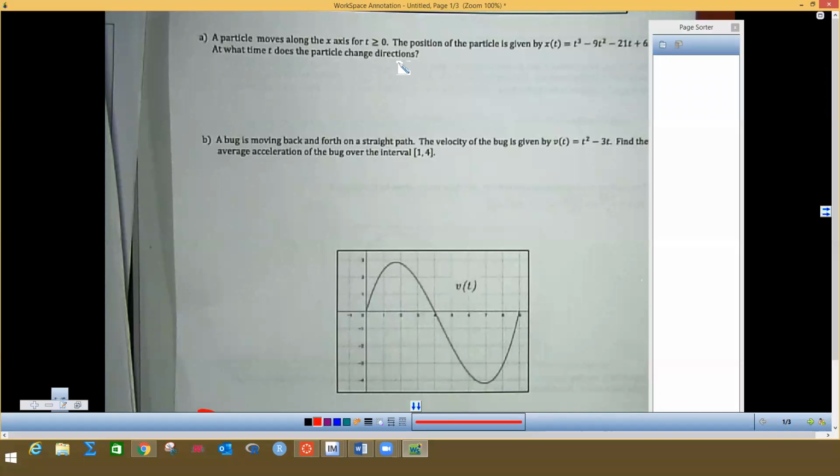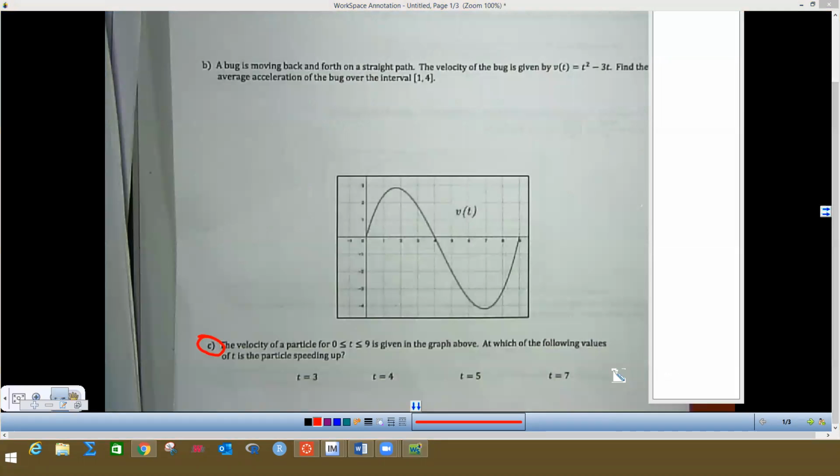Okay, I've been asked to do the Big Ten problems C, G, F, I, and J, so I'm going to do those for you right now and put those on remind.